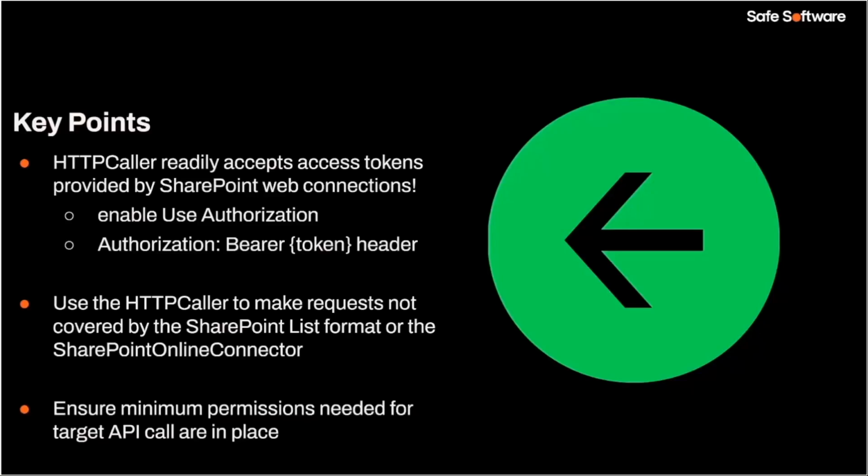The caveat here is that you have to ensure that the minimum permissions needed for whatever your target API call is going to be are in place. Here I'm referring more to the permissions that have been applied to your Azure app registration. This is where that Graph API endpoint reference I pointed to earlier really comes in handy. Most of the calls that are listed in that reference will include a section on the minimum permissions required to make the call. So if you want to go off-roading, just consult the Graph API endpoint reference for the permissions that you're going to need.